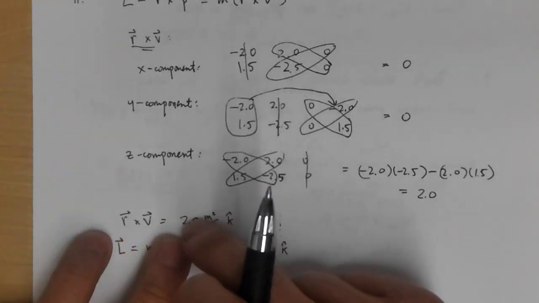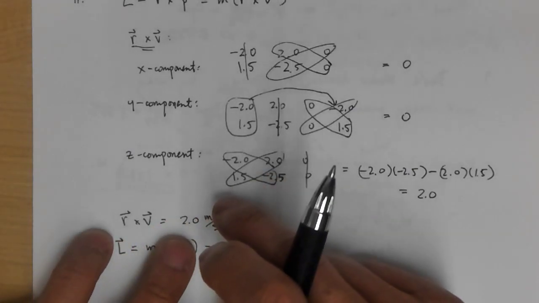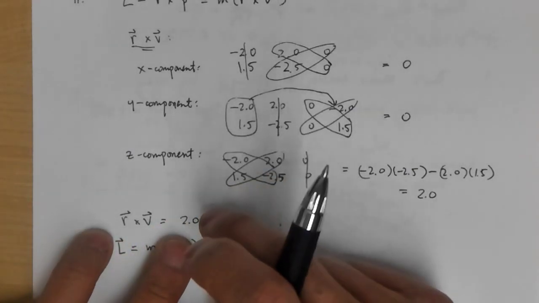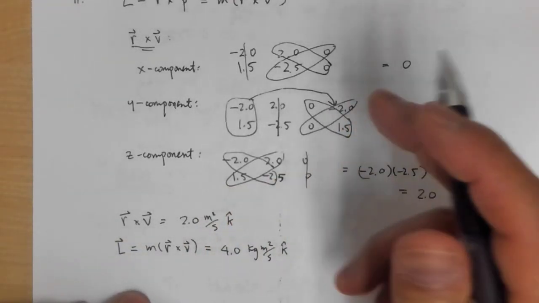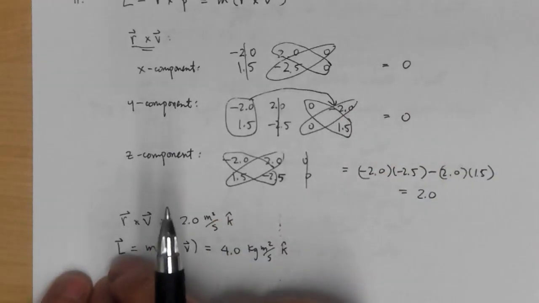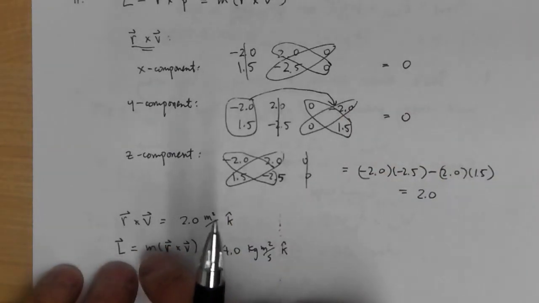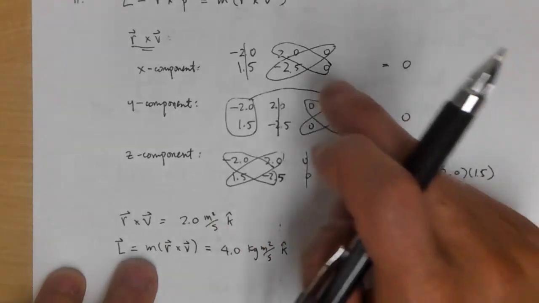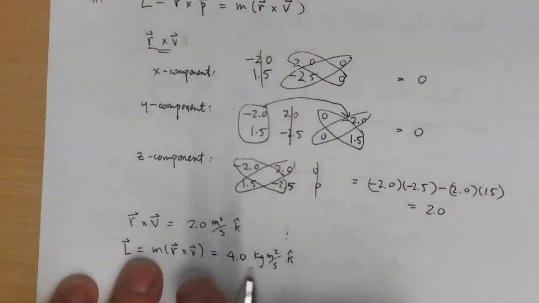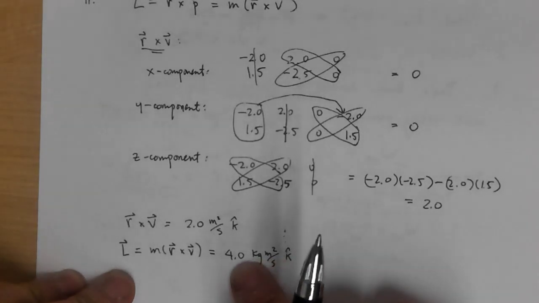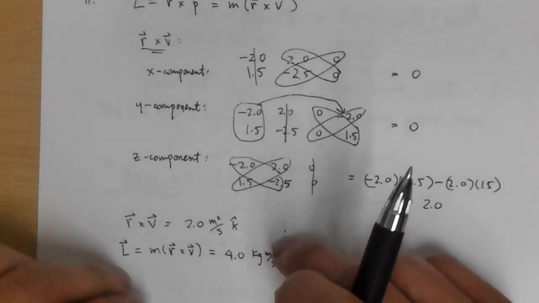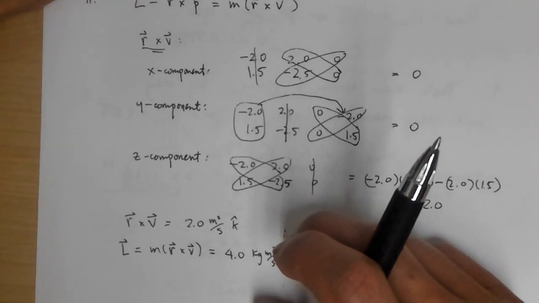So R cross V is 2.0. The units are meters squared per second. And so that's k hat, because it was only the Z component. So for the angular momentum, we have to multiply by this M. I remember I took that out here. So multiplying by M equal to 2, I get 4.0 kilogram meters squared per second, k hat.